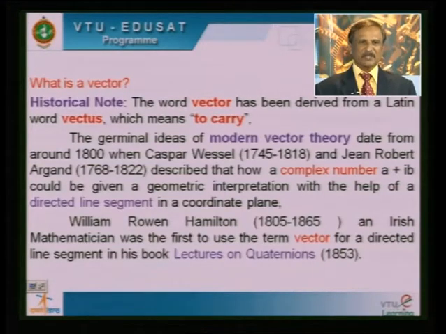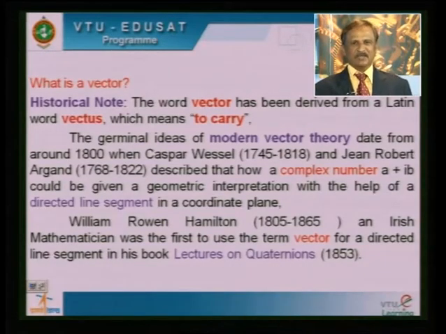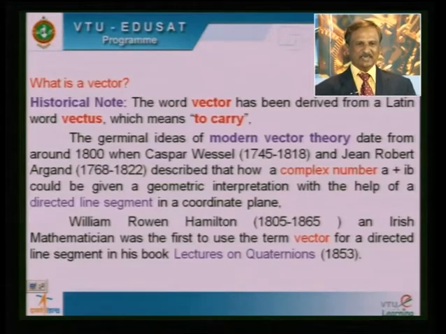So the germinal ideas of modern vector theory date from around 1800, when Caspar Wessel, 1745 to 1818, and Jean Robert Argand, 1768 to 1822, described how a complex number a plus ib could be given a geometric interpretation with the help of a directed line segment in a coordinate plane.